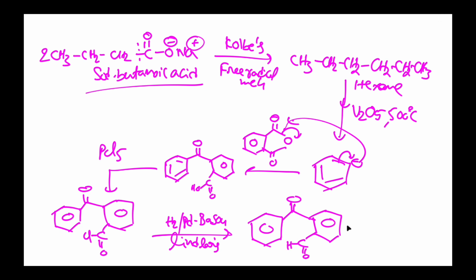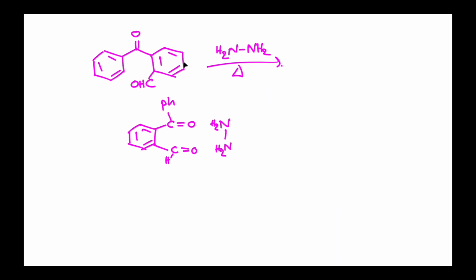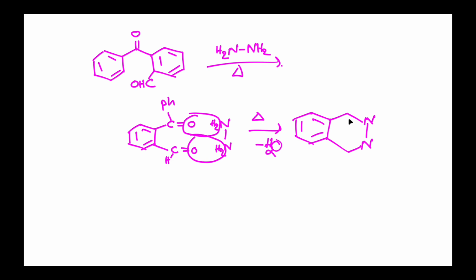Then this aldehyde group is treated with hydrazine, that is N2H4. Ring cyclization takes place. So this compound is treated with a hydrogen molecule, then dehydration takes place by heating. Okay, the cyclization product is formed. Then this is the benzene ring as it is.